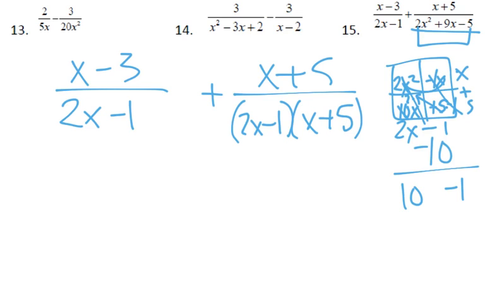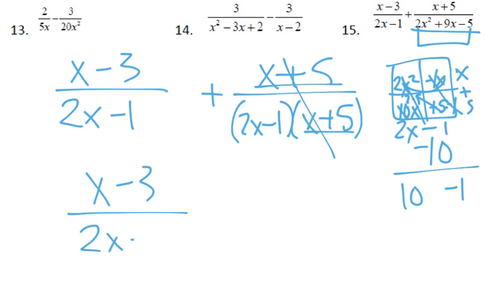So basically, 2 ways I can attack this problem. I could multiply this left side by x plus 5, getting them the same. However, I've got an x plus 5 and an x plus 5. I'll cancel that out first. It's always easier to cancel things out first, because what does that do? Leaves us with 1 over 2x minus 1.